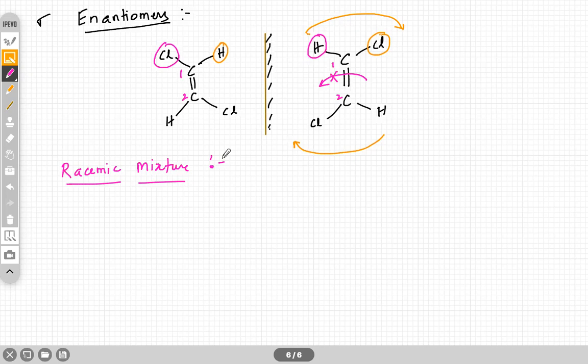Okay, all enantiomers are optically active. So properties of enantiomers, racemic mixture, you must remember. Okay, you must keep that in mind. One more term we have that we call diastereomers. Write down the next point.